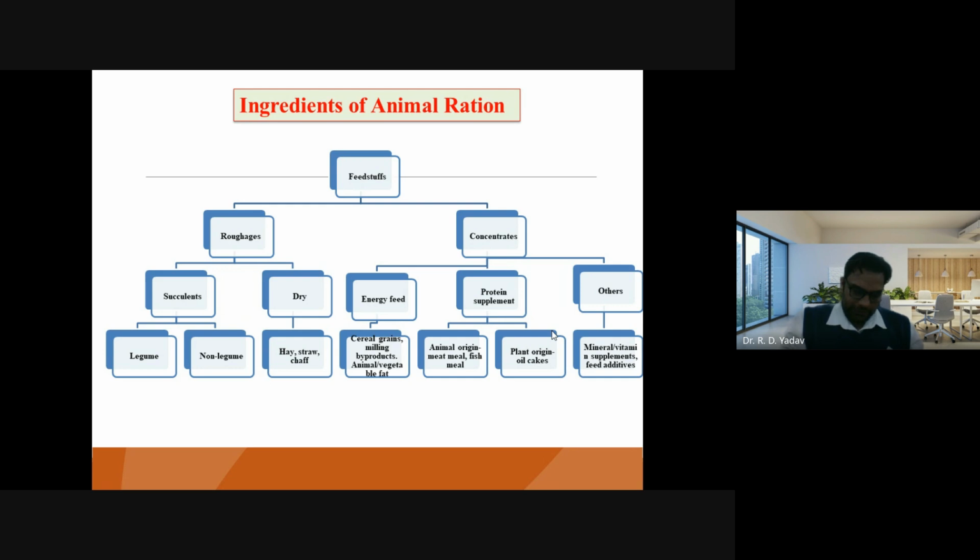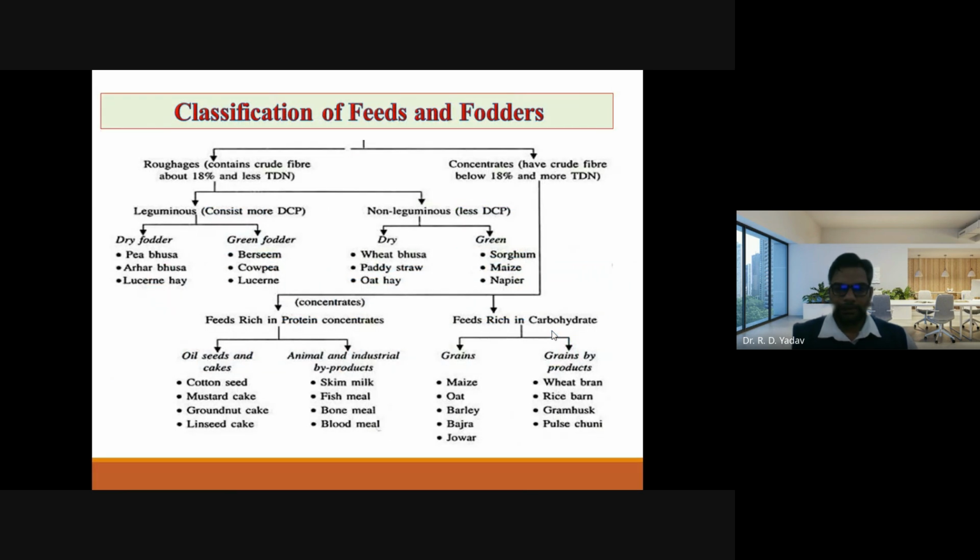Energy feeds consist mainly of cereal grains and their byproducts. Protein supplements have two subcategories: animal sources and plant sources. Plant sources, like mustard oil cake, soybean cake, and groundnut cake, etc. And animal origin protein like fish meal, meat meal, etc. And others, for example minerals and vitamins. So this is an example of this classification.